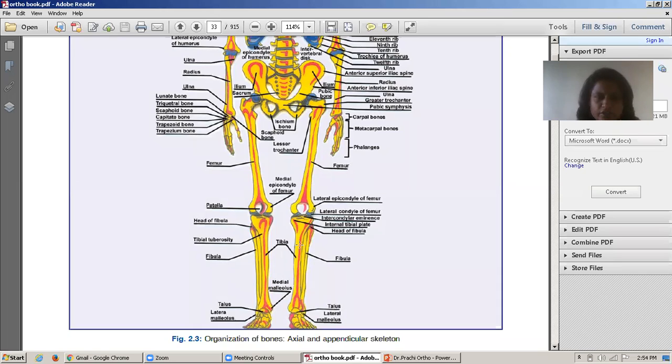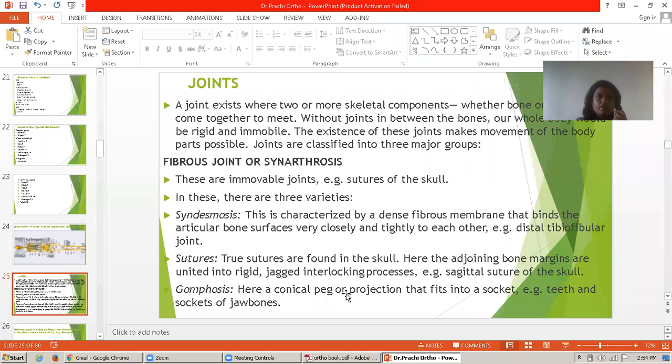So this is all about the organization of bone, that is the axial and appendicular skeleton. Next topic is the joint. A joint exists where two or more skeletal components, bone or cartilage, come together to meet. Without a joint in between the bones, the whole body would be rigid and immobile. So the existence of these joints makes the movement of the body parts possible.